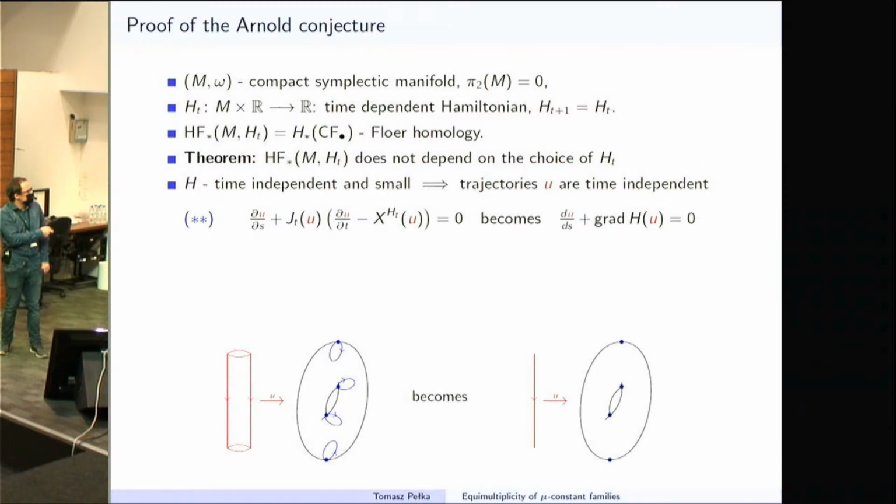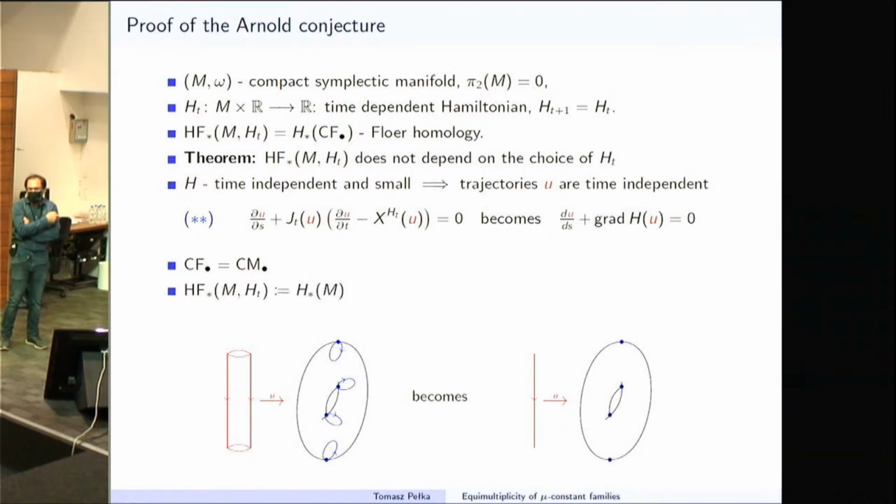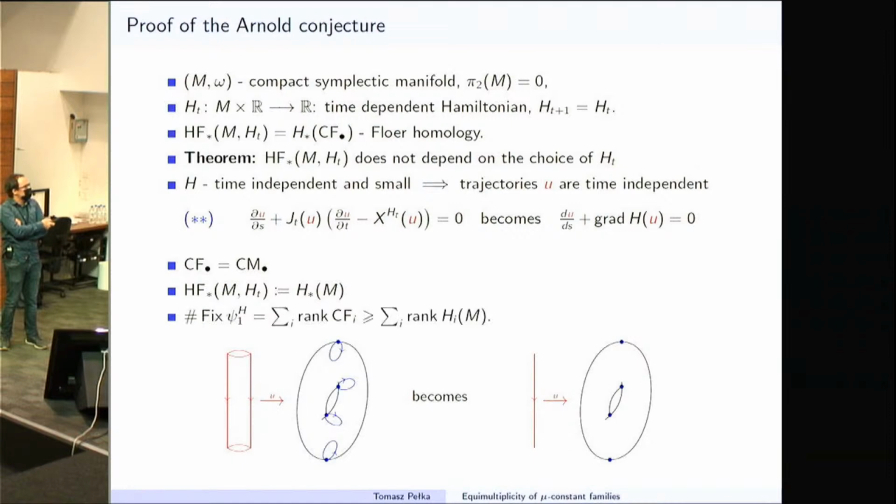So this picture, counting the J-holomorphic maps from the cylinder, becomes this picture, counting the Morse trajectories. That's because when this vanishes, I just have minus J times the gradient of x, which is the gradient for the metric associated to the symplectic form. So the Floer equation becomes a Morse equation. Now the Floer complex for this particular choice of Hamiltonian becomes the Morse complex. So Floer homology becomes the usual homology. And now the number of fixed points, which generate the Floer complex, is at least the rank of the Floer homology. So exactly as for the time-independent case, I proved the Arnold conjecture.